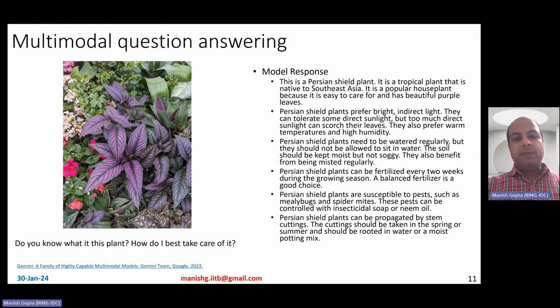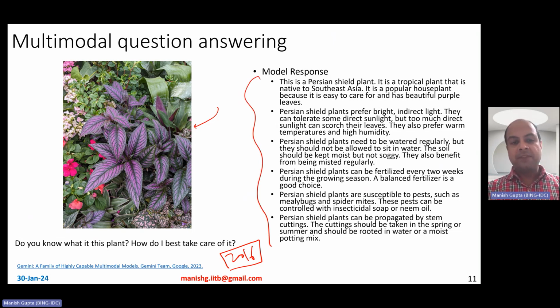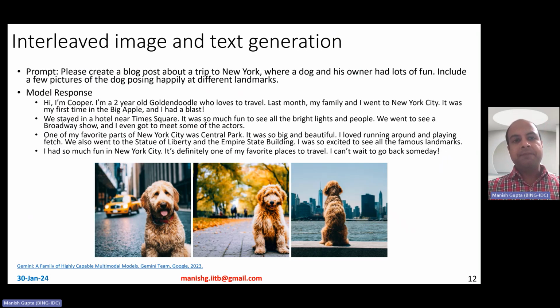Okay. Multimodal question answering. So this has been a very popular task for a very long time, since 2016 almost, right? Do you know what is this plant? How do I best take care of it? So since 2016, VQA has basically seen many, many changes, right? Starting from just answer classification to answer generation. Now we are at a stage where it can actually give us such a detailed answer. So it basically first understands that this is some plant and then gives significant details about how you can take care of this plant. Okay.